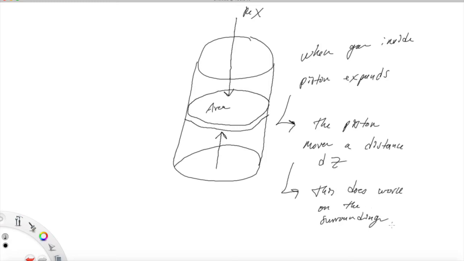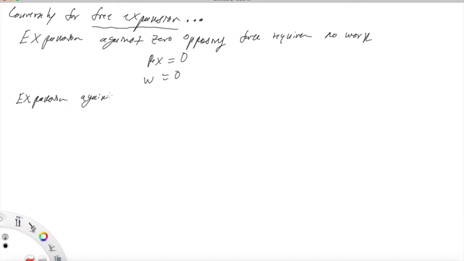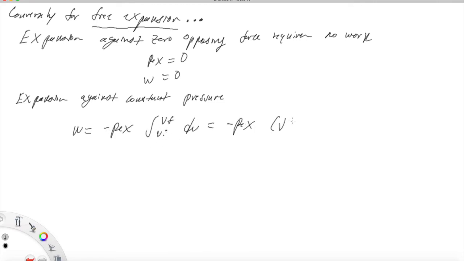All right, so conversely for free expansion, we have expansion against zero opposing force. So in the other case, we had an external pressure. There's no external pressure here. This is an expansion into a vacuum, and that requires no work. So the PEX is going to be set equal to 0, and same with W for work. And then for expansion against constant pressure, we have W is equal to negative PEX multiplied by the change in volume. So you measure the initial volume and you measure the final volume, and that gives you your delta V.